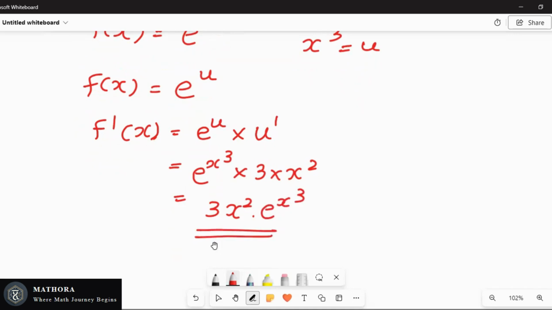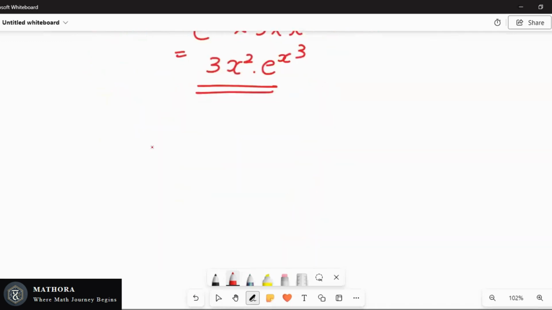Look at that. Again, we differentiate the outer function first, then the inner function, and multiply them together. The chain rule works like a charm. Okay, let's finish with a fun one. f(x) equals cos of x to the power of 2 plus 1.